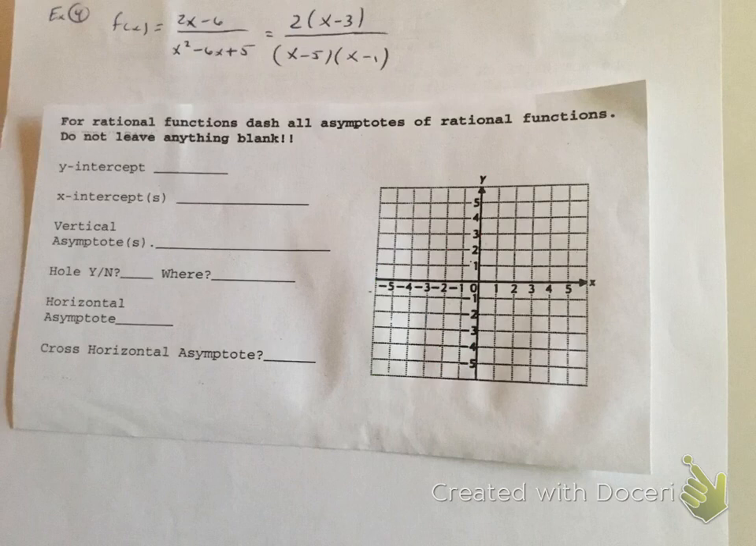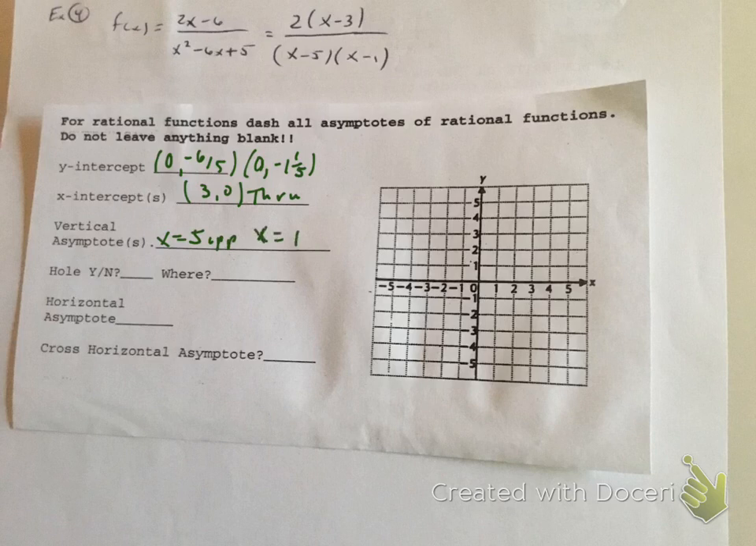All right, green. So the y-intercept here is going to be the point 0, -6/5, which is the same thing as 0, -1 1/5. The x-intercept is at 3, 0. It's whatever makes the numerator equal to 0. It passes through. Vertical asymptotes, we have two of them, at x equals 5 and at x equals 1. And there's no hole, so I don't have to worry about filling this in, not applicable.